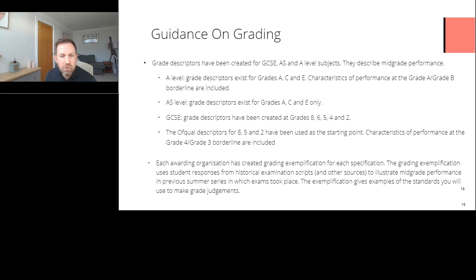I've mentioned it a few times, but all of the awarding organisations have created exemplification for each specification. So we have taken historical examination scripts from assessments sat before 2019 to illustrate the mid-grade performance of those grade descriptors. We've taken the grade descriptors that are common to all awarding organisations and exemplified those using our own materials taken from historical examination performance by students. They give you examples of the types of standards you will be applying to your students in order to make judgments for your grades this year.